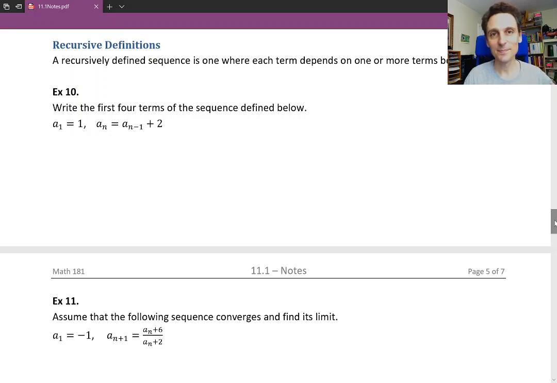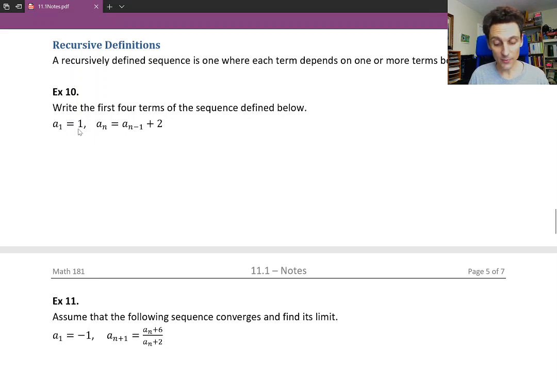Hello and welcome back. It turns out you can also define sequences recursively. A recursive definition of a sequence is where each term depends on one or more terms before it. So for example, number 10 says write the first four terms of the sequence defined below, and this is a recursive definition of a sequence.